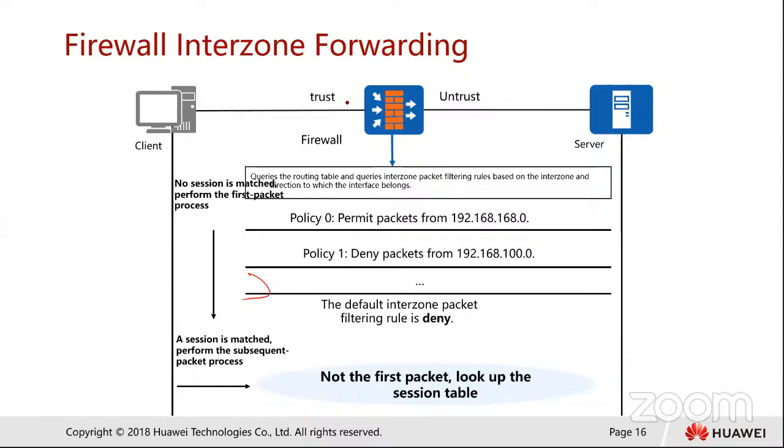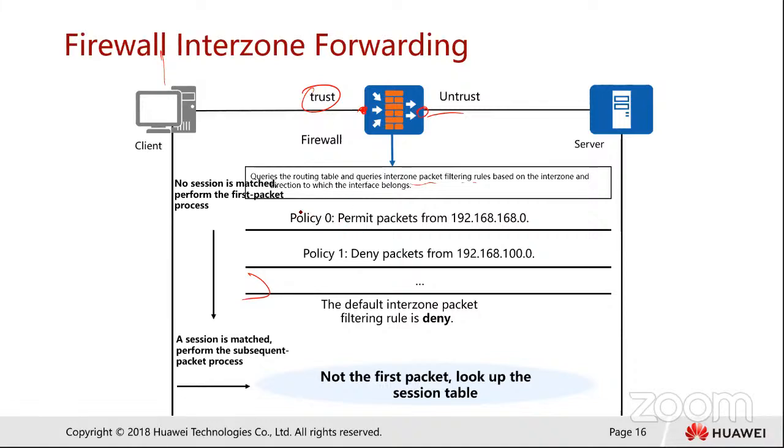We said that the firewalls have quite a number of packets, and these are the packets. But basically, we have our packet and we have our trust zone. We said the computers which are on the same network or behind the firewall are in the trust zone, and those that are on the other side of the firewall are what we are calling the untrust zone. So the packet is going to come and query the routing table and query the interzone packet filtering rules based on the interzone and check the direction to which the interface belongs.